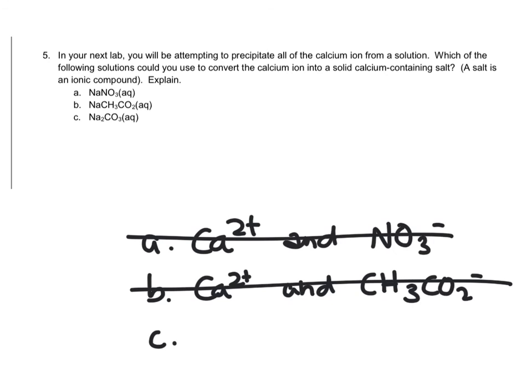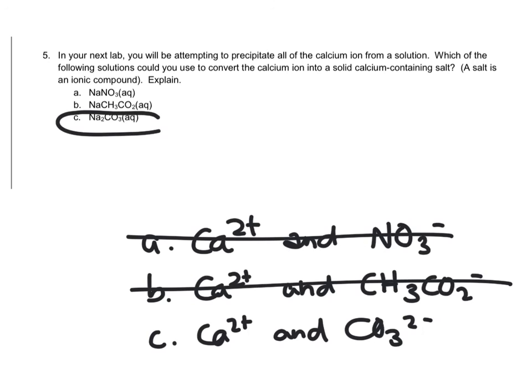So C, our choice, calcium would be reacting with carbonate. Would calcium and carbonate make a solid? Yes, it would. So we would need to react it with that, and I'm going to go ahead and pause this and write an explanation. You can do the same thing.